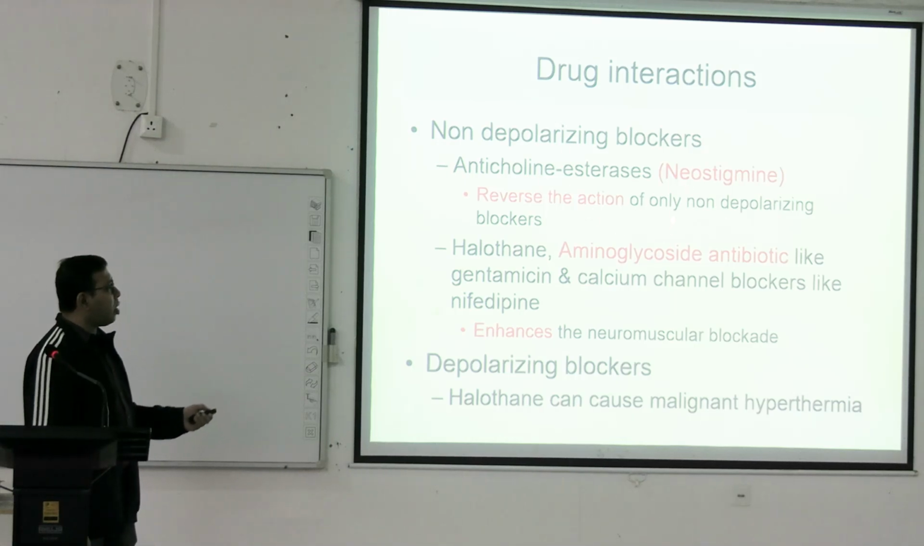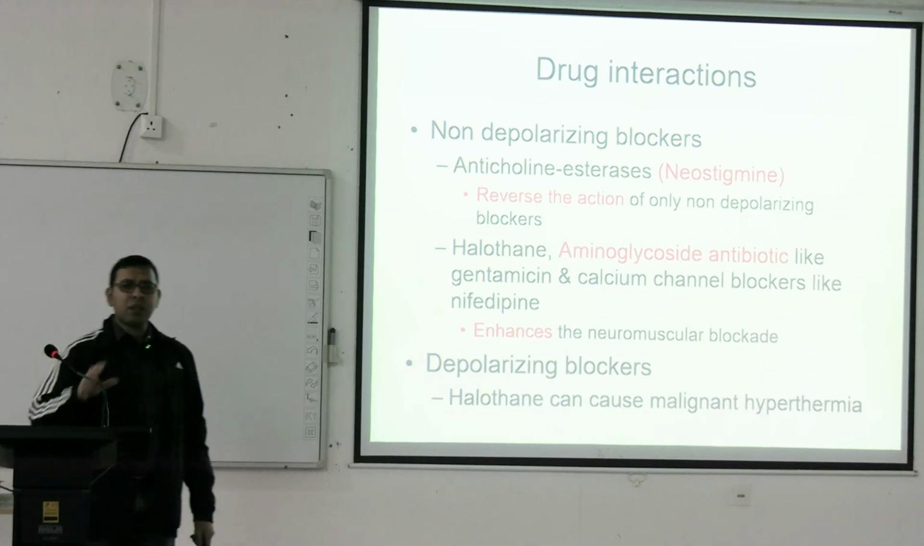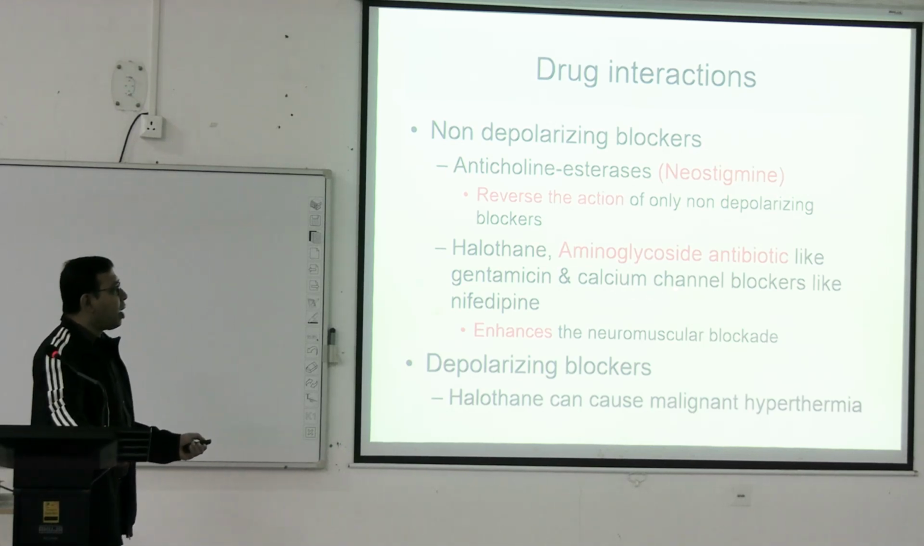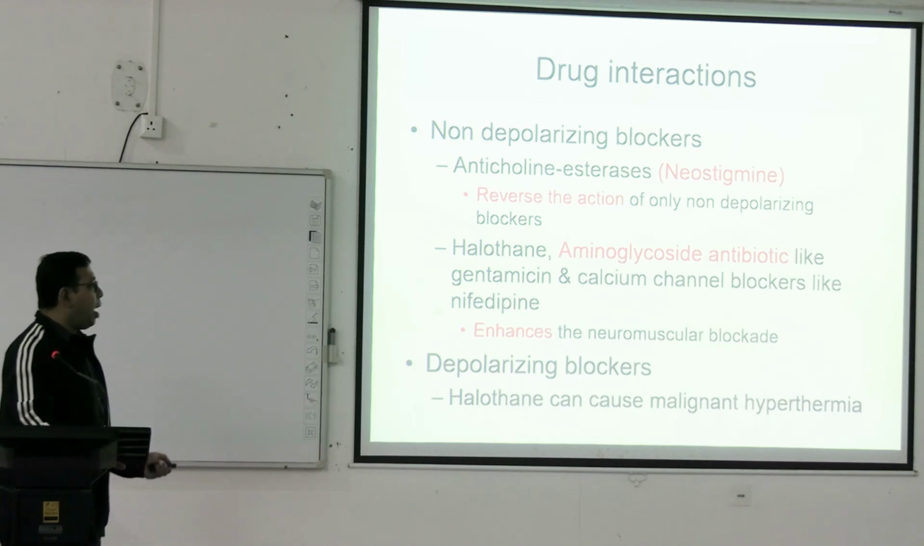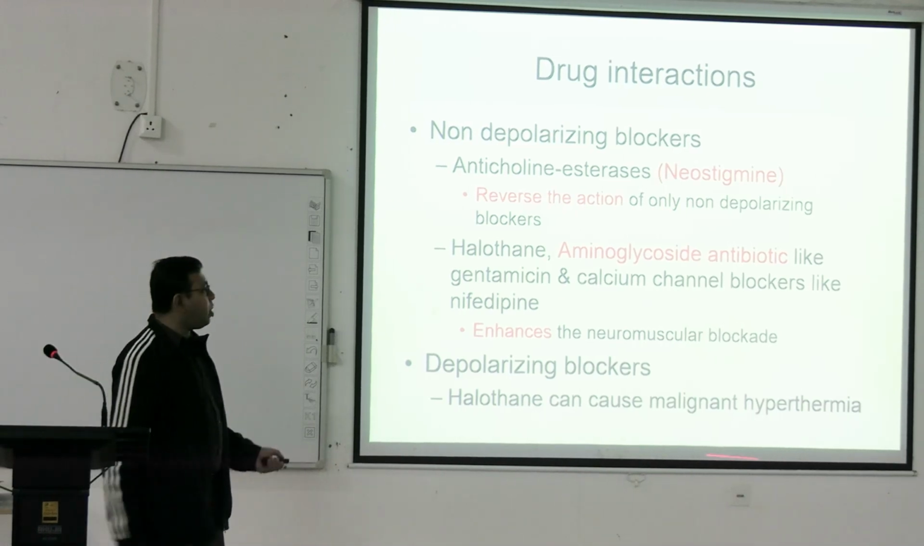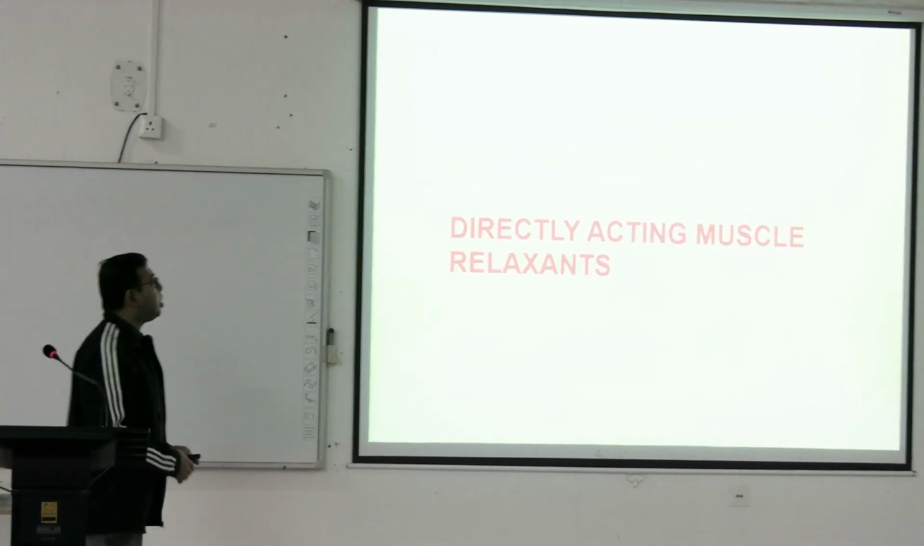Drug interactions are there, anticholinesterases, neostigmine reverse the action, already we have seen. Apart from this, some antibiotics like aminoglycoside, some anesthetic agent like halothane, calcium channel blocker, that can also enhance the neuromuscular blocker. Okay, and halothane, if it is used with the depolarizing blocker like succinylcholine, that can cause malignant hyperthermia.